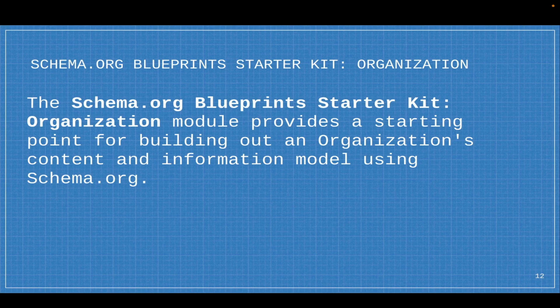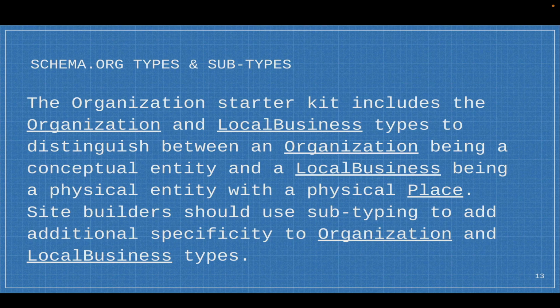Now, there are some concepts behind this starter kit. The schema.org Blueprints starter kit for organizations provides a starting point for building out an organization's content model and information model using schema.org. Now, that just means that we're just a generic organization. We're not trying to target a specific sector. We're trying to explain to every sector, whether healthcare, NGO, government, or education institution, how you might use schema.org to describe it in Drupal.